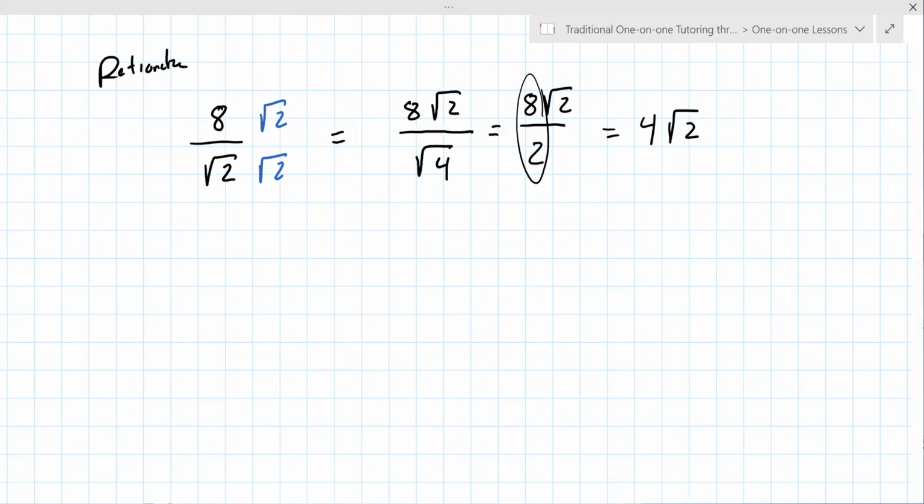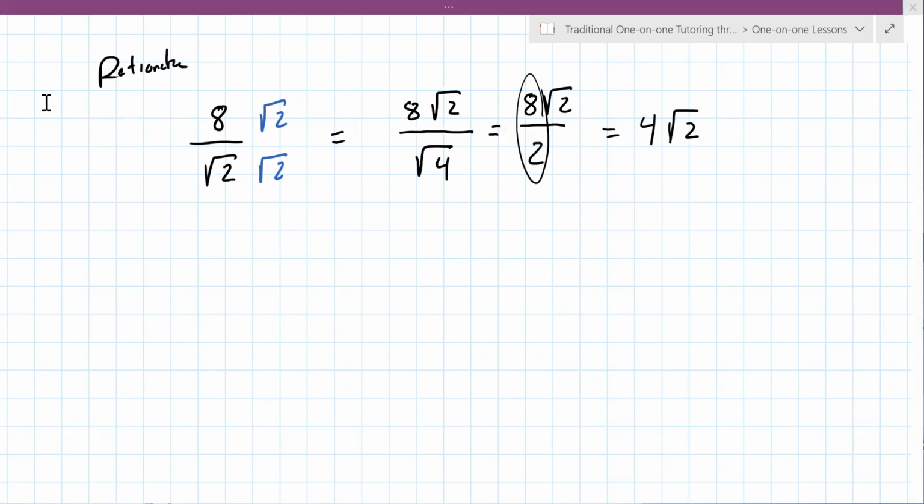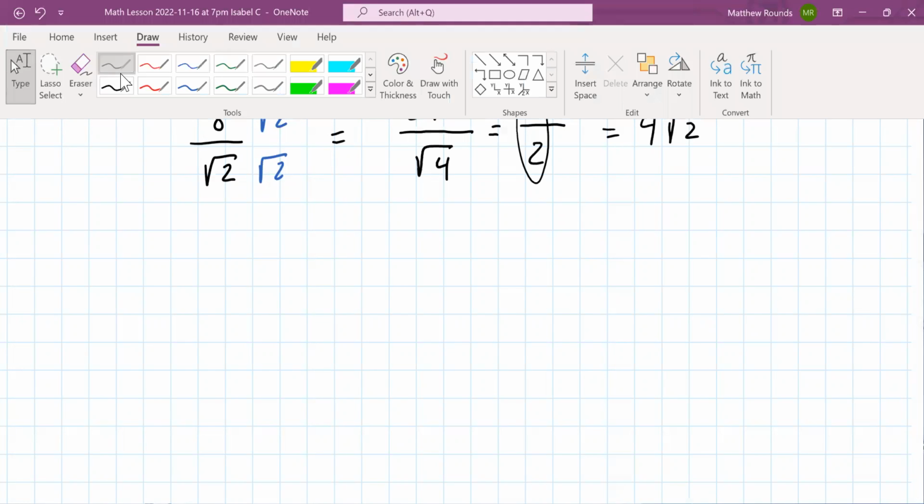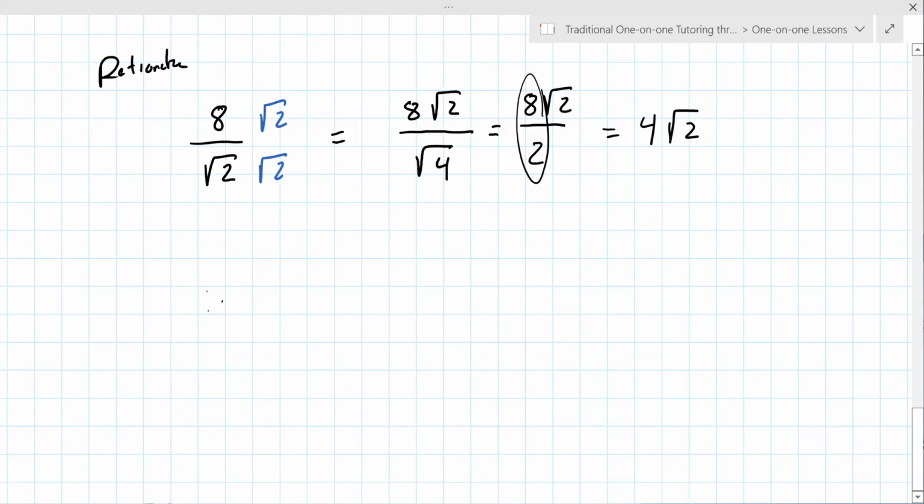And you might have seen that last year, maybe. Not sure. So why don't you try this one? How about you try 12 over the square root of 3?